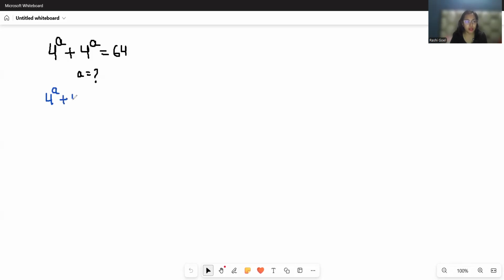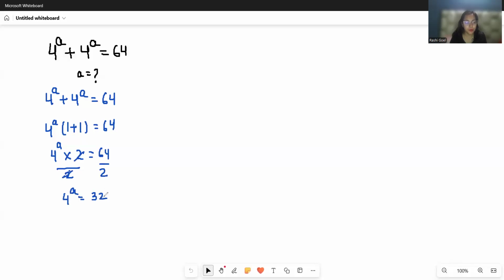So 4^a + 4^a = 64. If I take this 4^a as common, so (1 + 1) = 64. So 4^a times 2 equals 64. Now if I divide both sides by 2, it becomes 4^a = 32.